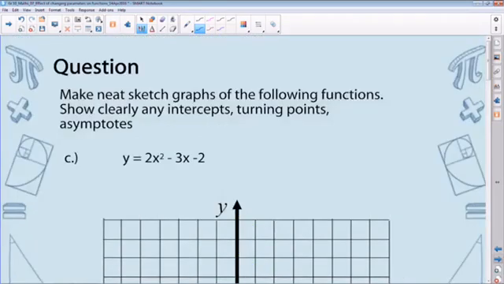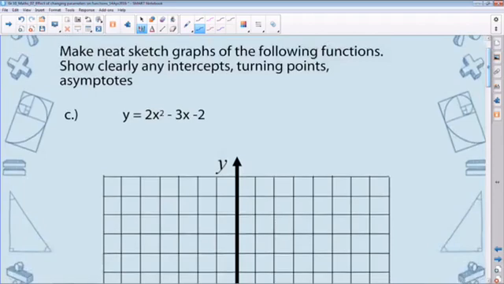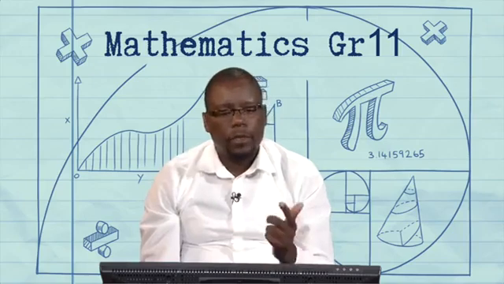Now we move on to the next one, and I thought we should be talking about this graph: y equals 2x squared minus 3x minus 2. Now, I'm going to give you a chance because you know what needs to happen here. One, you need to have the x-intercepts. How do you find your x-intercepts? You make y 0, and then you solve for x, okay? And then two, you need to find your y-intercept.